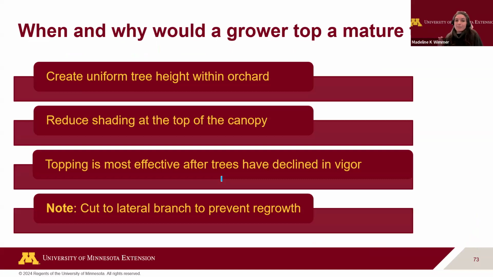You may want to top a mature tree. So we talked about topping or heading our early planted trees, and you may top a mature tree. I have said so much already about how apple trees don't necessarily like their leaders being taken off, but if they become very low in their vigor, this is when you can actually remove that leader and reduce the height of a tree and not have a lot of regrowth, especially if you remove that leader to another side branch, as we already talked about.